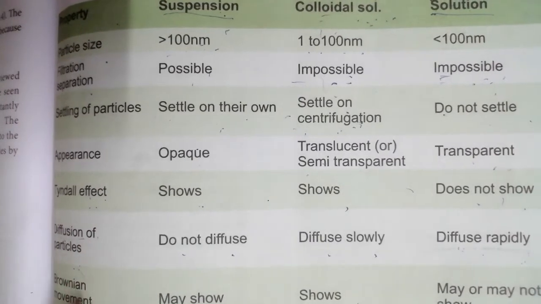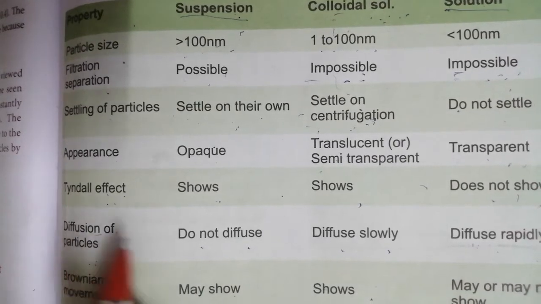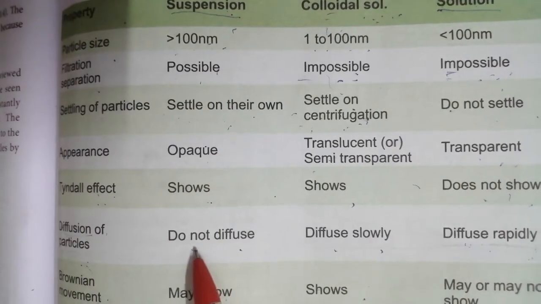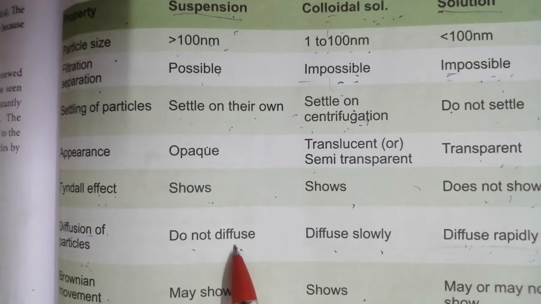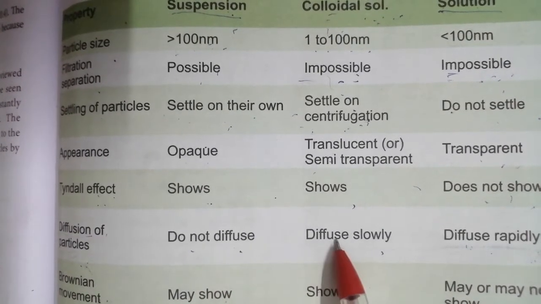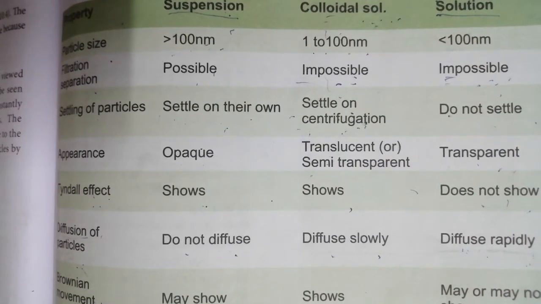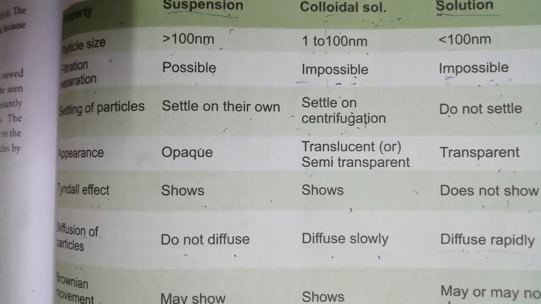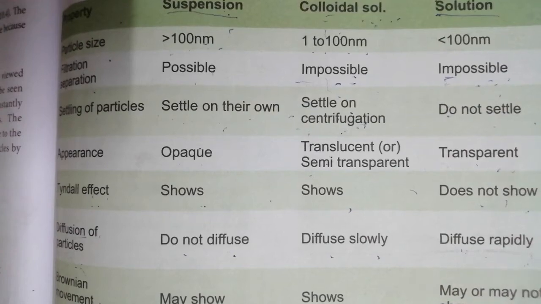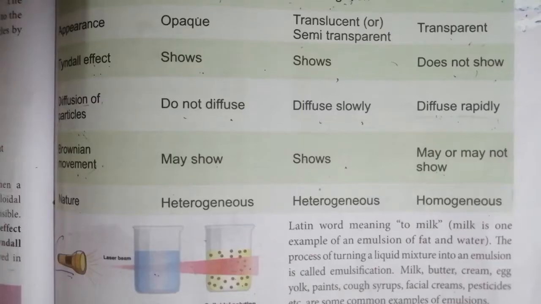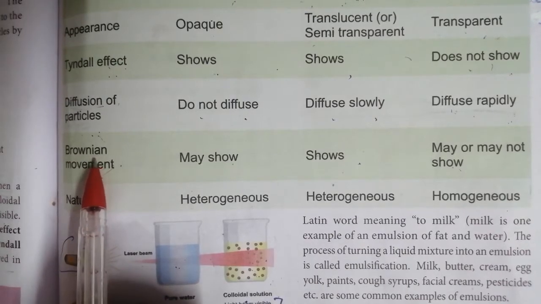Then the next one, diffusion of particles. Here the suspension solution will not diffuse. The particles settle at the bottom, so it will not diffuse. In colloidal solution, it diffuses slowly. And the true solution diffuses rapidly. That means the particles are dissolved completely, right? Okay, see the next one, Brownian movement. Do you know what Brownian movement is?